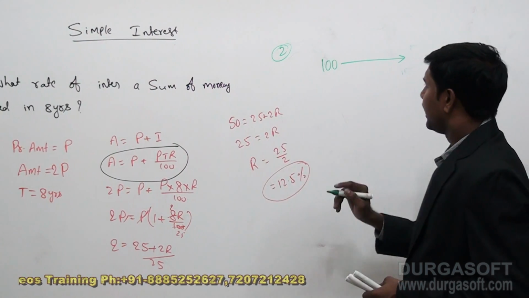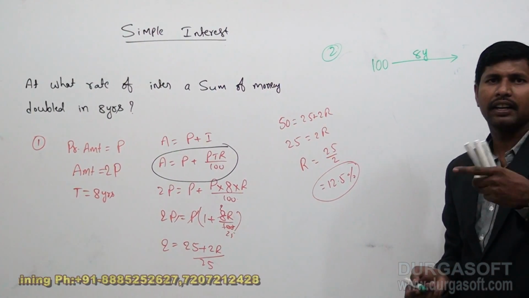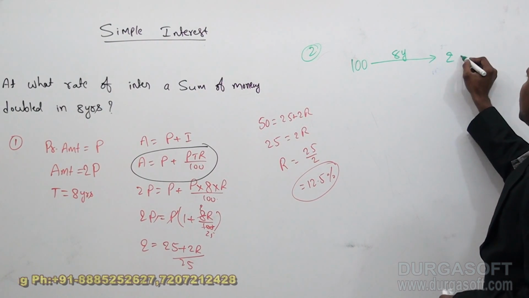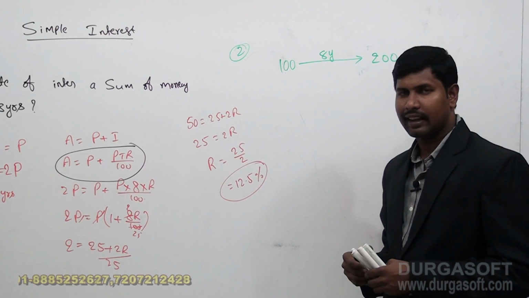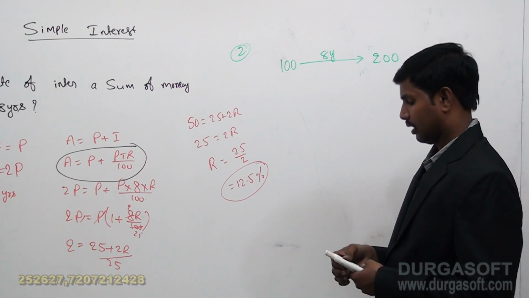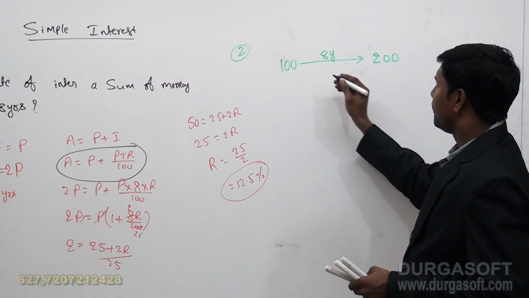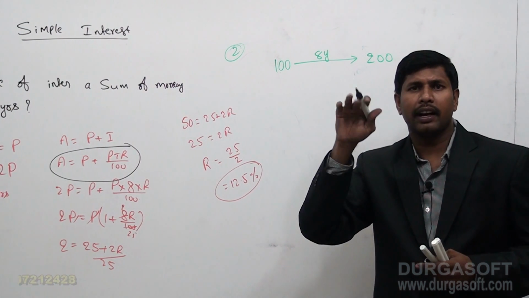It will be doubled in 8 years, means if I wait for 8 years, 100 will become 200. So it is the principal amount and it is the amount after 8 years according to the given statement. So after 8 years it is double. Now if you observe these two, my 100 rupees will become 200 after 8 years.